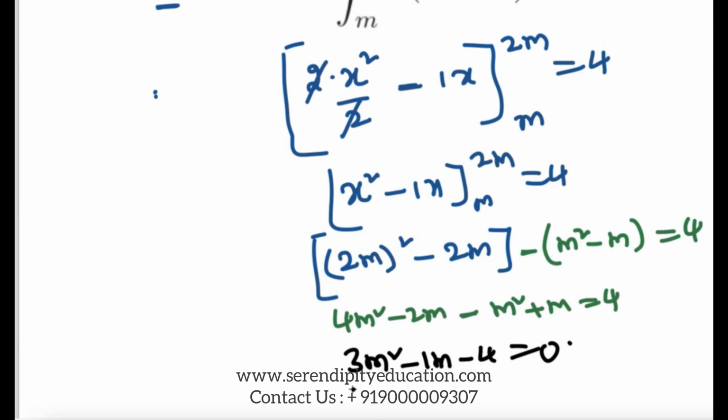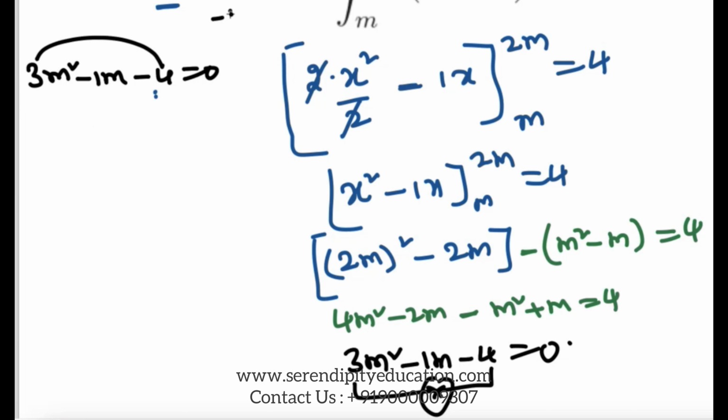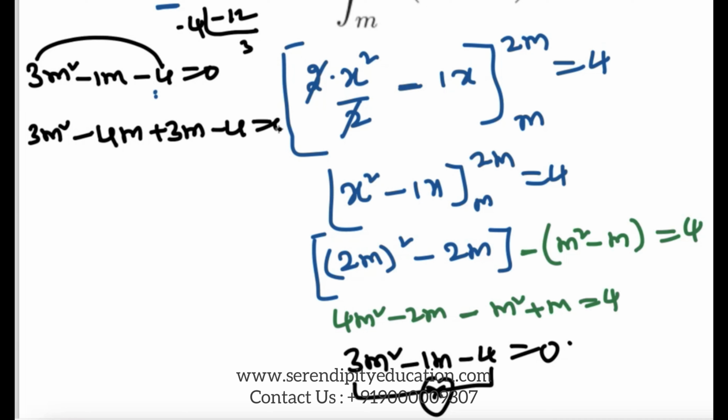What are the factors of this? So factors. 3m squared minus 1m minus 4, that is equal to 0. Factor: 3 times minus 4 is minus 12, so I should get the negative one. So 4 and 3. 3m squared minus 4m plus 3m minus 4, that is equal to 0. Got it? Yes, sir, I got it, sir.